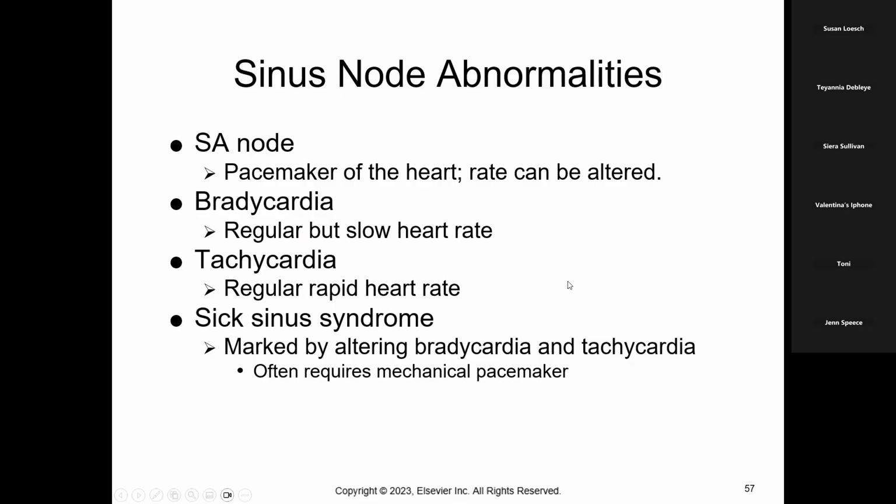All right, let's look at some of the abnormalities. So the SA node could be damaged. It's the pacemaker of the heart. Bradycardia, this is a regular but a slow heart rate. Tachycardia is a regular but a rapid heart rate. And sick sinus syndrome is alternating periods of bradycardia and tachycardia. So a lot of times these clients are going to need some sort of a pacemaker.